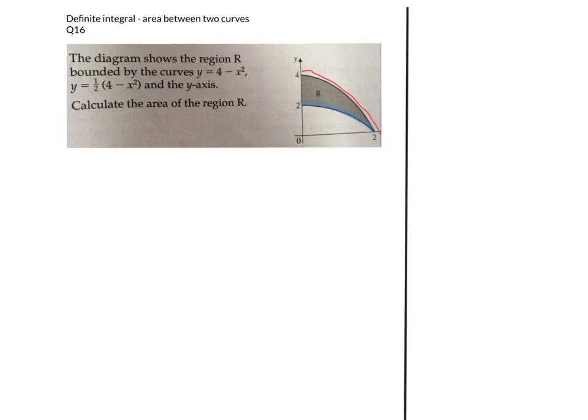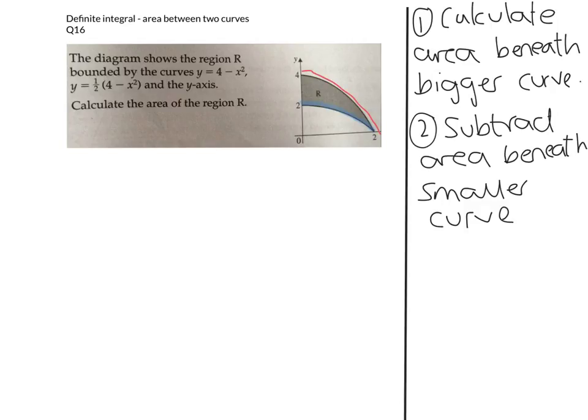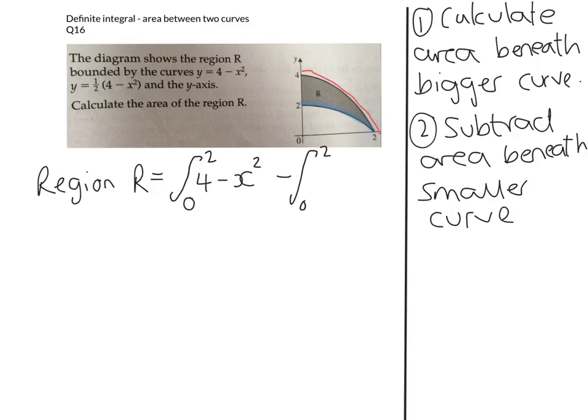Okay, so let's look at that. Okay, so the region R is the integral between 2 and 0 of 4 minus x squared, which is our bigger curve, and we subtract from that the integral, again between 2 and 0, because the points on our x-axis are the same, of the smaller curve, which is a half 4 minus x squared.